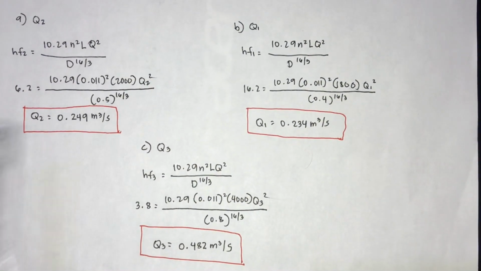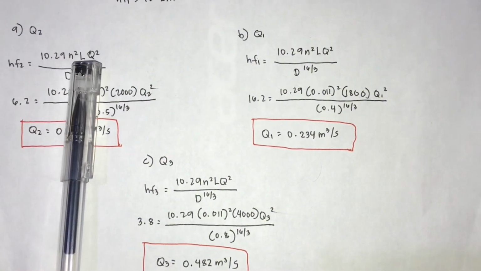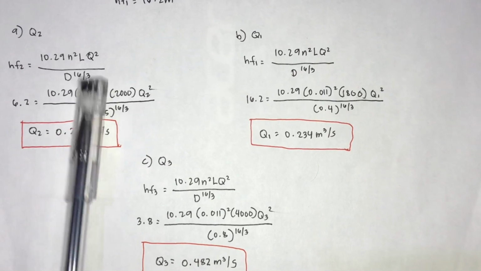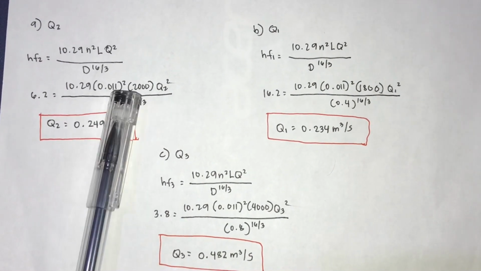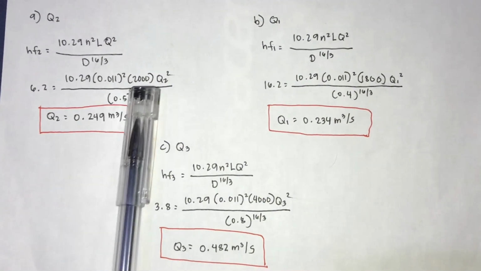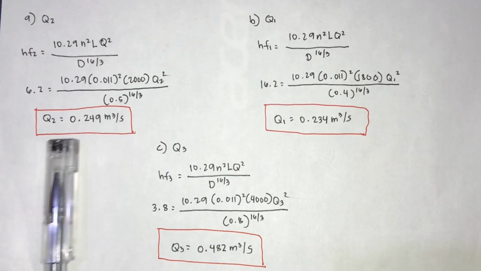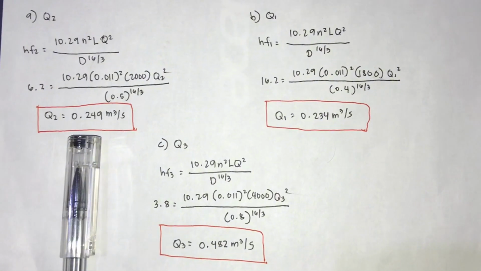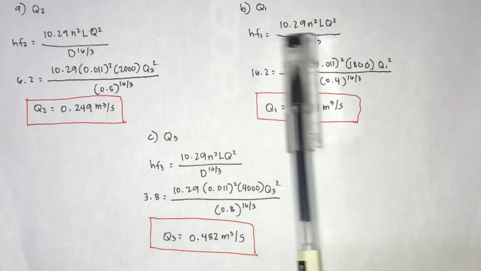So now to get the discharge in pipe 2, we will be using the same formula, which is the Manning formula. So substitute, HF2 is equal to 6.2 equals to 10.29 times the coefficient 0.011 squared times the length 2,000 times the unknown Q all over 0.5 raised to 16 over 3. So Q2 is equal to 0.249 cubic meters per second.